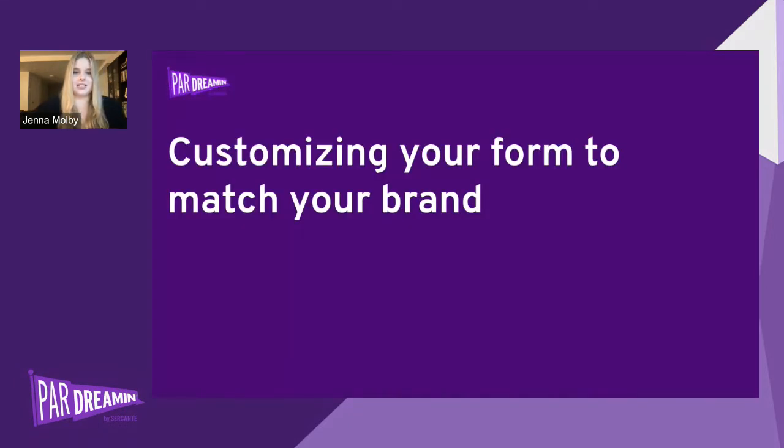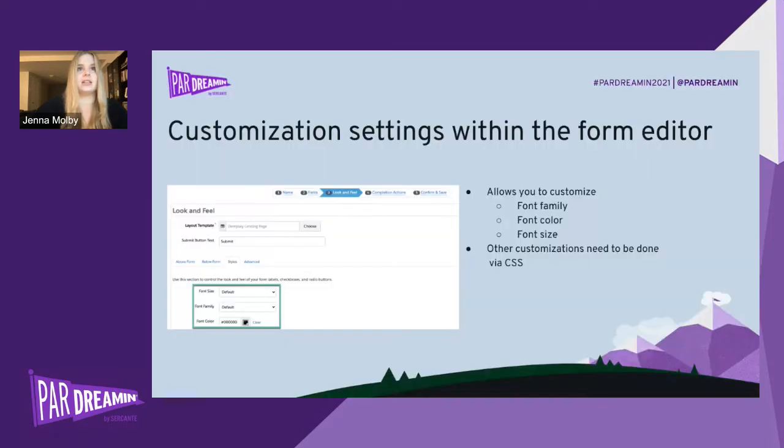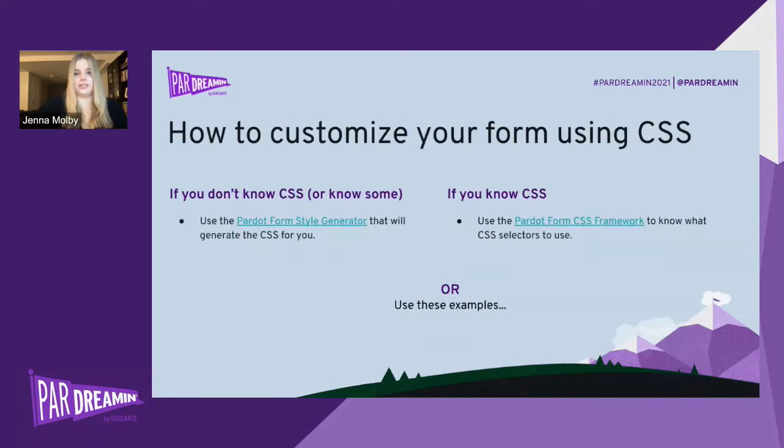Next up is how to customize your form to match your brand. So this is using CSS and stuff like that to make sure that it matches your brand. There are some settings within your form editor that allow you to customize your Pardot form. This allows you to customize your font family, the font color, the font size, and then any other customizations need to be done via CSS, unfortunately. So how do you do that using CSS?